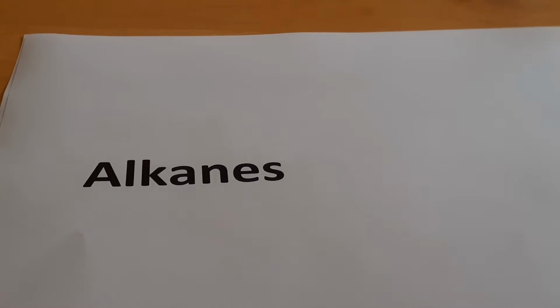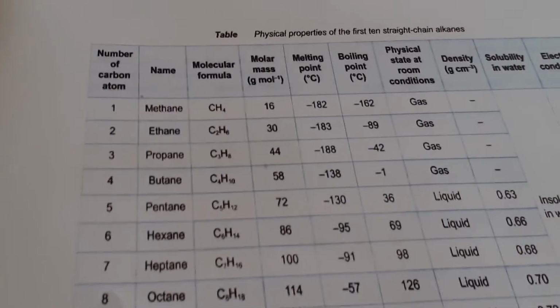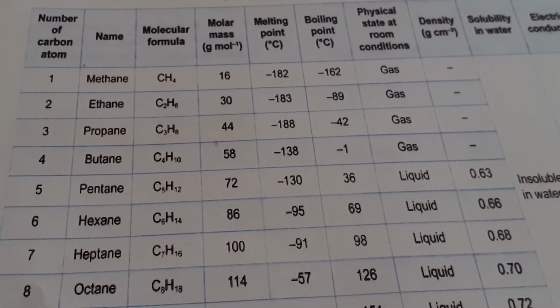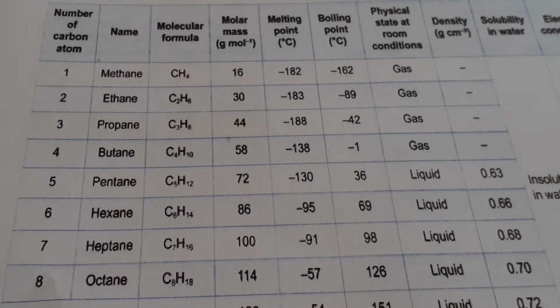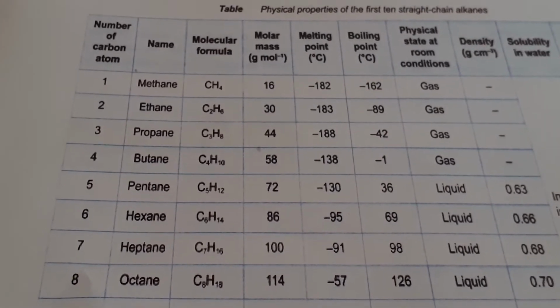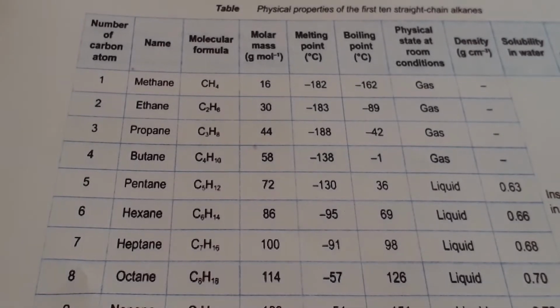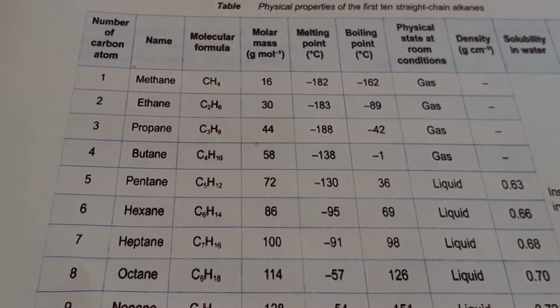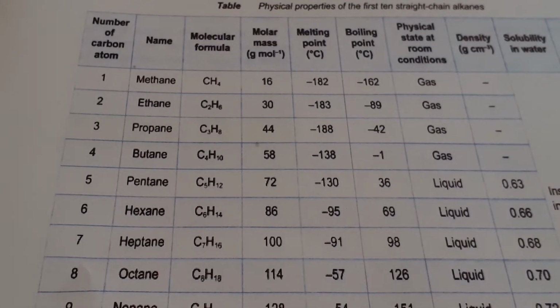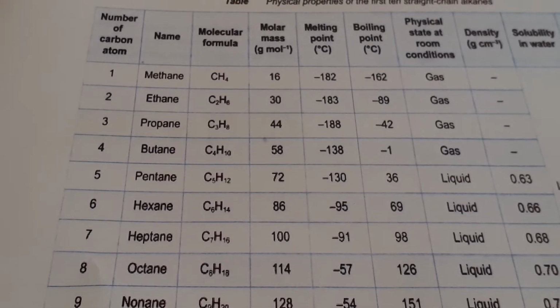Now, I'm going to use the alkanes as an example, and we'll look at the structure of them in a moment. So this is some data about alkanes. As you can see, we've got methane, ethane, propane, butane, pentane, hexane, heptane, octane, nonane, and decane. One of the things that we notice is that there is a regular increase in the molar mass. As you can see, it goes up from 16 to 30 to 44, 58, 72. So it's a regular increase of 14.